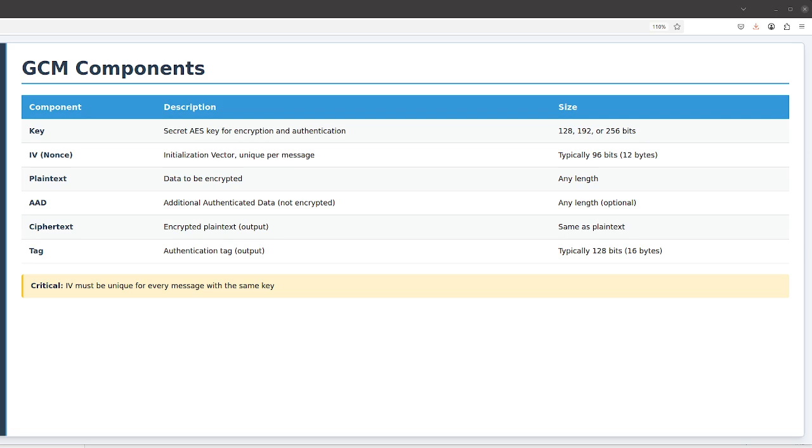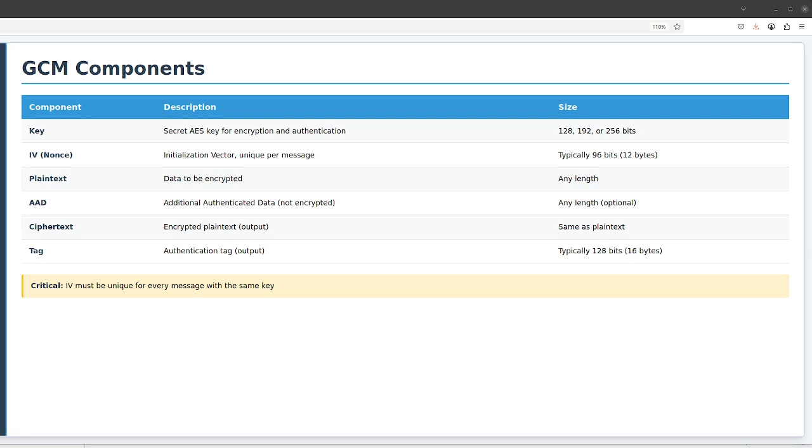Second, we have the initialization vector, or IV, in GCM. This is typically 96 bits, which is 12 bytes. The IV must be unique for each message encrypted with the same key, similar to the nonce in CTR mode. Many protocols just call it a nonce. The IV does not need to be secret, but it must never be reused with the same key.